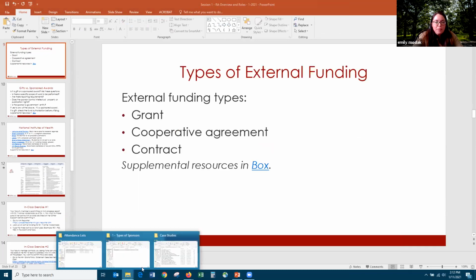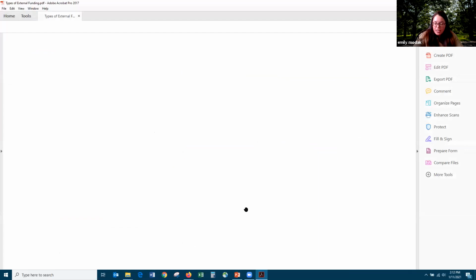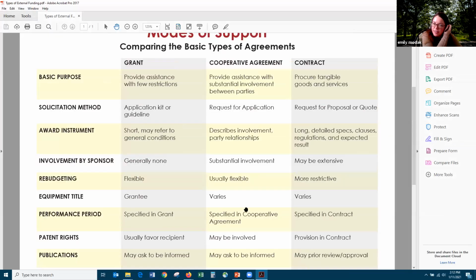And now I want to talk just a little bit about the types of funding mechanisms. So if we go into types of external funding, we'll see we've got a little matrix here that kind of covers the high points. So the basic types of agreements are grants, cooperative agreements, and contracts. So grants are what we see the most often, and they're the most flexible. They provide assistance without many restrictions.